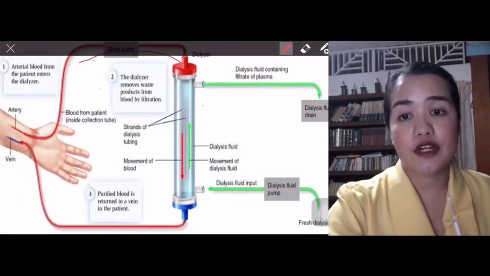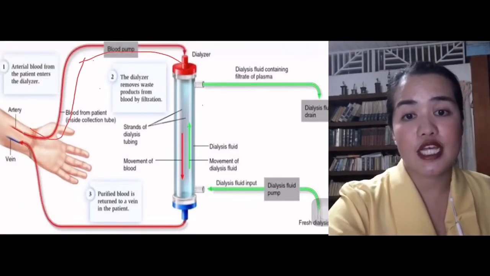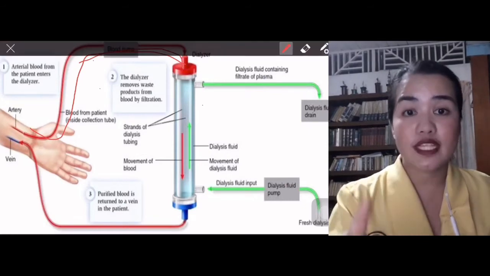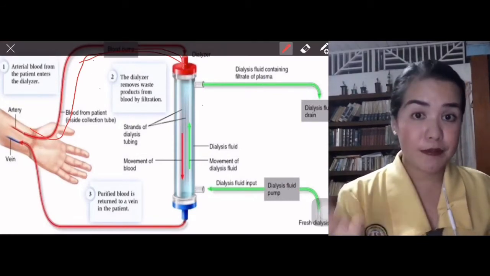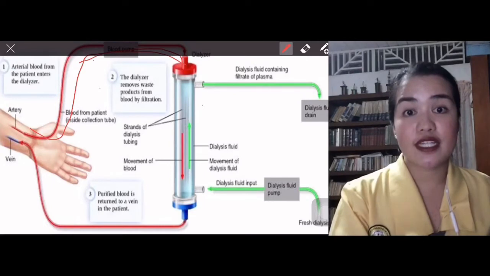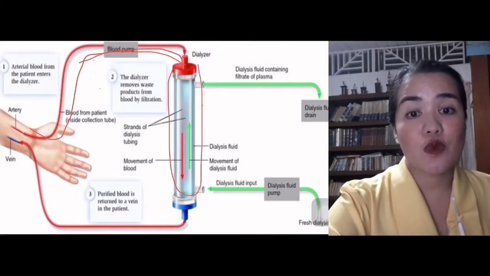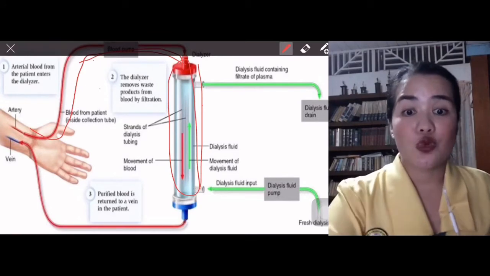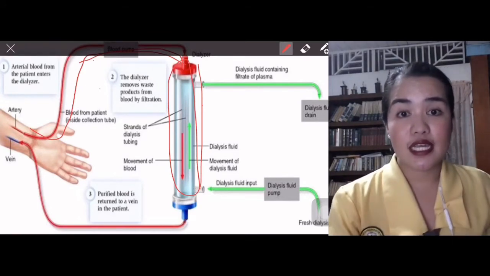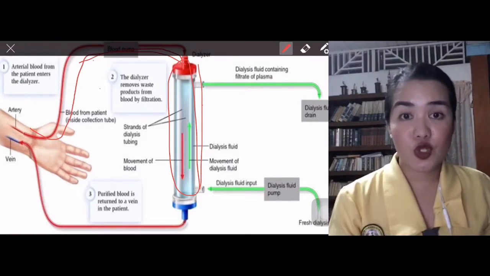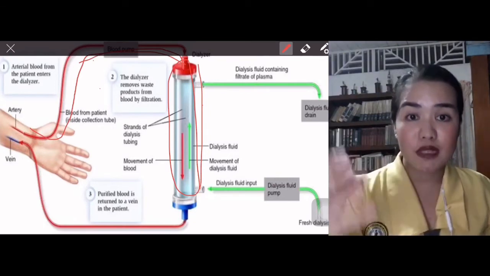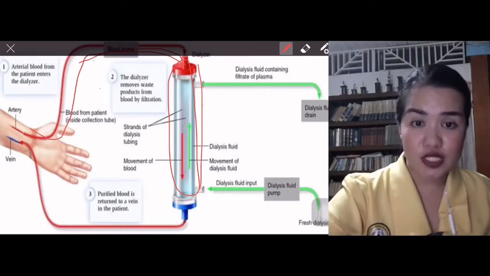Again, the arterial blood from the patient enters the dialyzer through a collection tube with the help of the blood pump. The blood pump helps to push the blood into the dialyzer. Once the blood is in the dialyzer, it will be filtered with the help of a dialysate, a special dialysis fluid, which helps cleanse the blood in the dialyzer continuously.